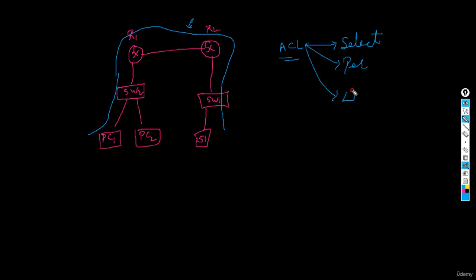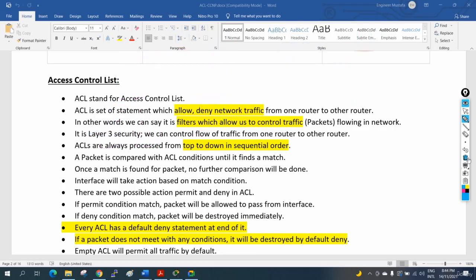So we can do three things with the help of ACL: we can select, we can deny, we can permit. We can say it is a layer 3 security. Why can we say layer 3 security? Because we are selecting, we are allowing, we are blocking. That's why we call this layer 3 security also. And how is ACL going to work? It is going to work from top to down in sequential order.